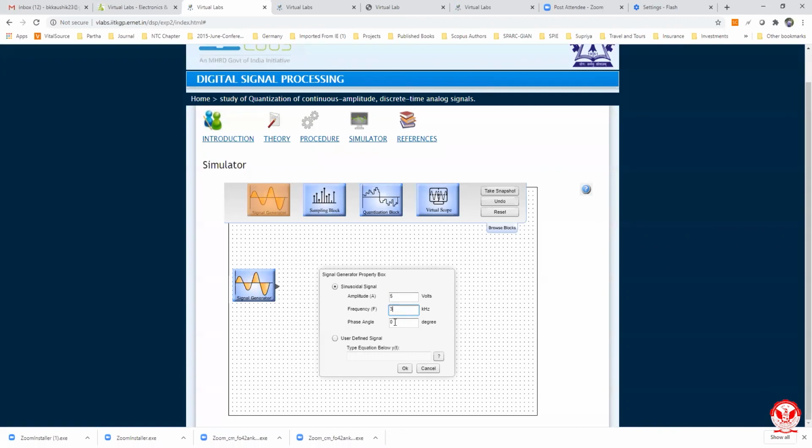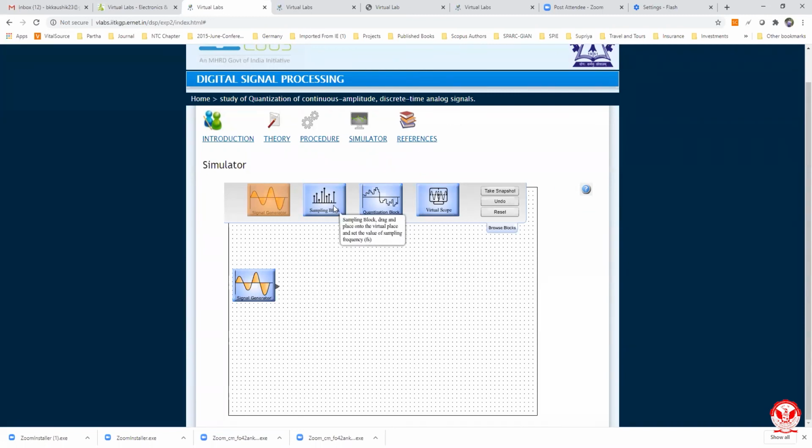We can keep any value between 0 to 360 degrees, because you know the sinusoidal signal has a period of 360 degrees. After 360 degrees, it becomes the same. It provides the same value. The phase angle is 0 here. Again, we click on the OK button. We find the window disappears. Next, we go for the sampling block.